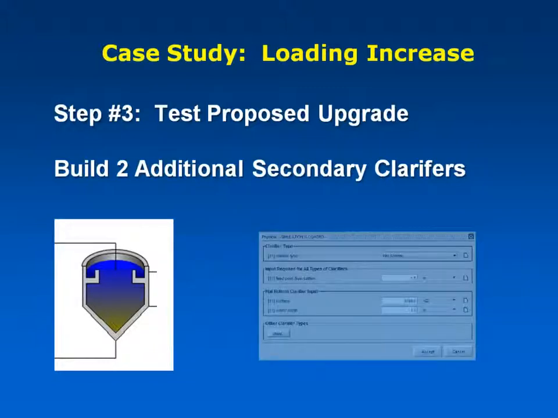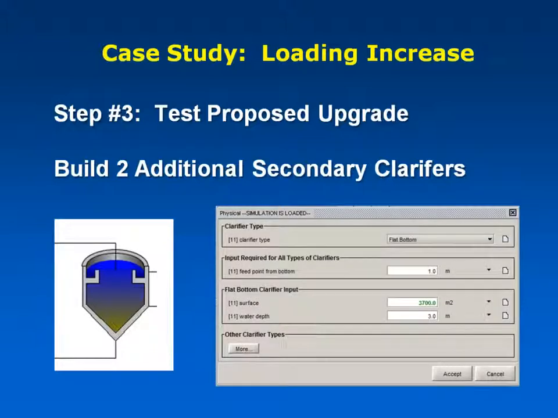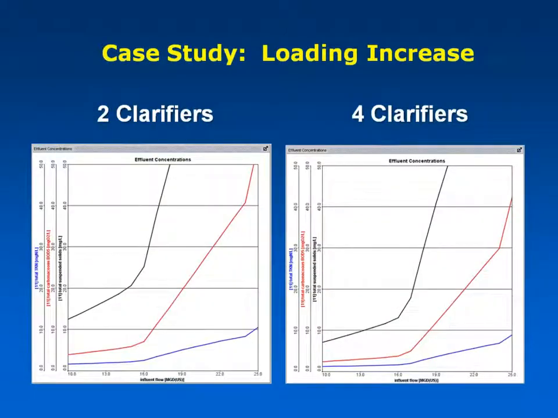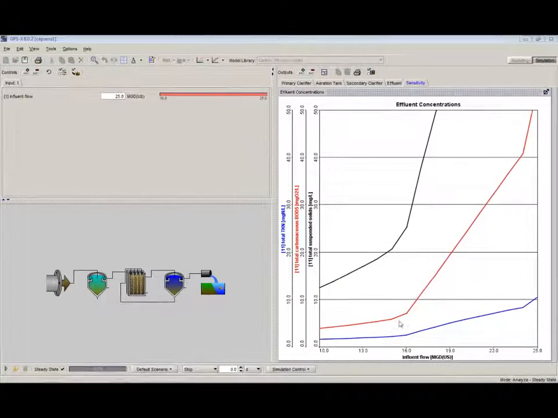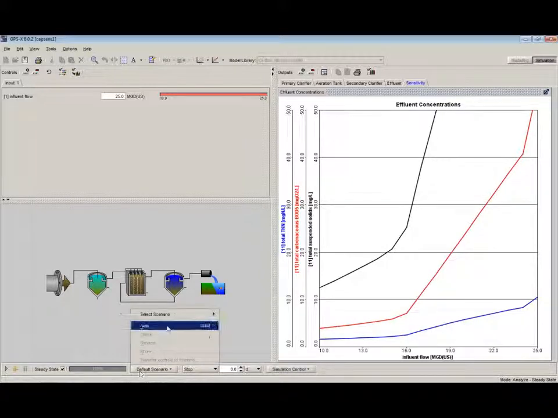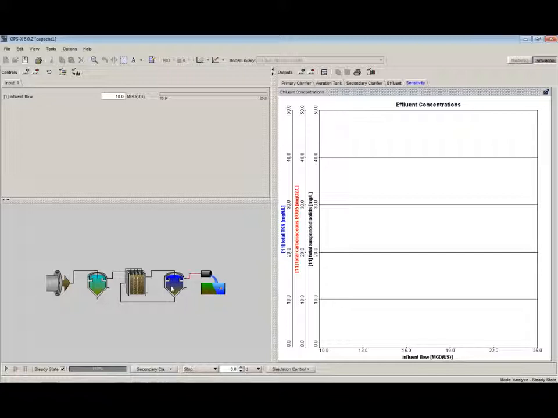So in this particular case, as far as GPS-X is concerned, the way that we implement that is to increase the surface area. So we are going to set up a scenario where we've increased, in this case doubled, the surface area of the clarifiers to go from having 2 clarifiers to 4. So I will do that here. For those familiar with GPS-X, I've created a scenario which has this secondary clarifier upgrade in place. So you still only see 1 object on the screen, but this now represents 4 clarifiers instead of 2 previously. And I'm going to rerun that analysis again.